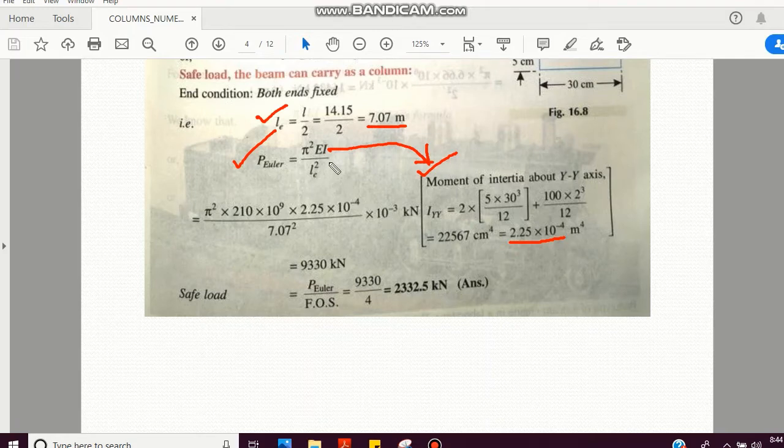So by substituting all these values, we get the Euler's load, or the critical load or crippling load, as 9330 kilonewton. So the safe load is Euler's load by factor of safety, because the factor of safety is 4, which is given in the question. So that becomes 2332.5 kilonewton.